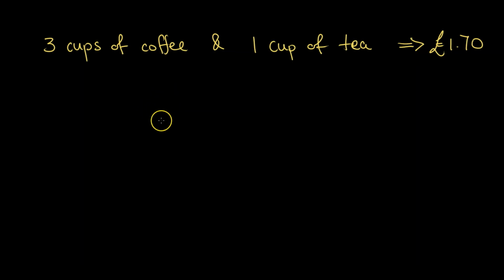Let's take a look at solving simultaneous equations. So I've got a scenario here where someone is buying 3 cups of coffee and 1 cup of tea, and in total they've spent £1.70. So I want to find out how much 1 cup of coffee costs, and I want to find out how much 1 cup of tea costs.